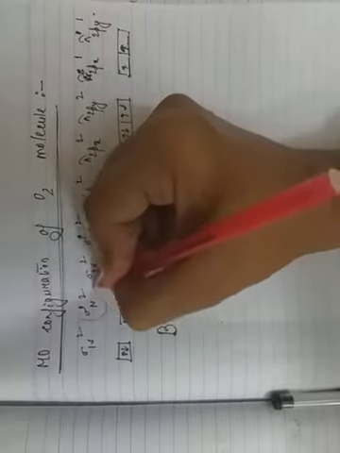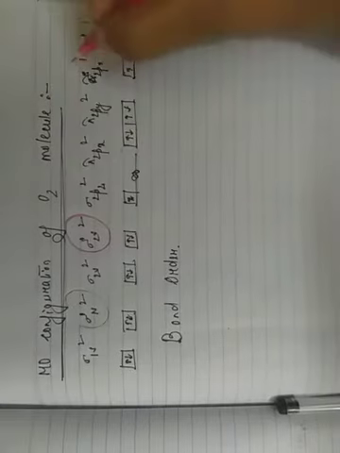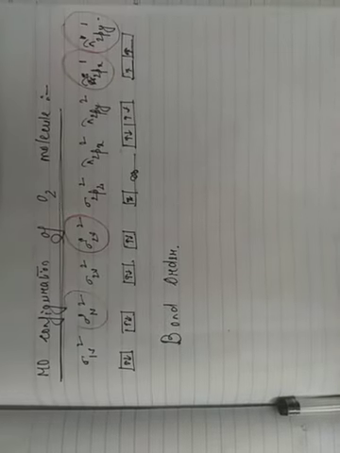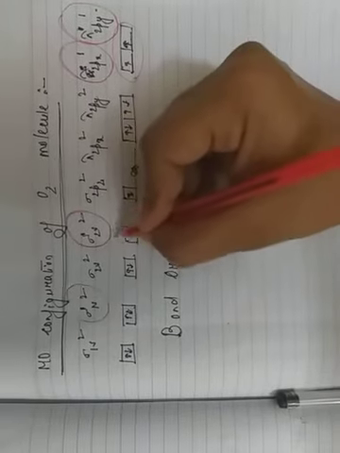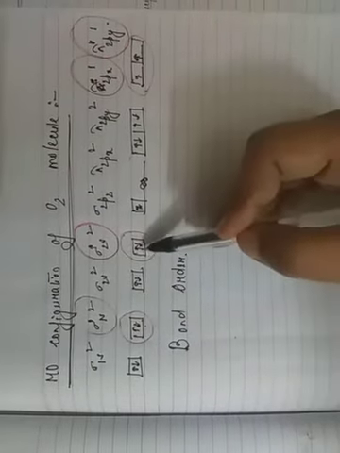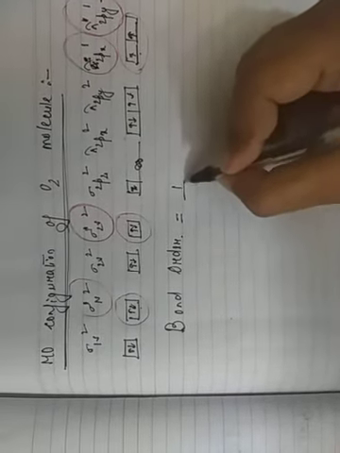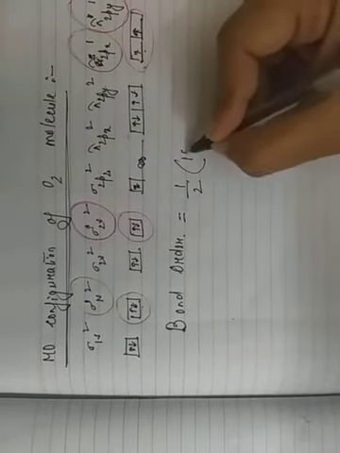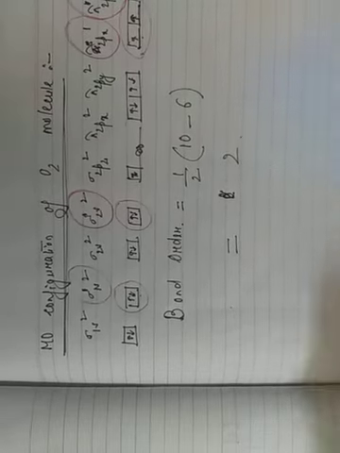Now we check the strength of the oxygen bond. These are the anti-bonding orbitals. Even this is an anti-bonding orbital, this is also an anti-bonding orbital. So these are the anti-bonding electrons. We have as a whole 2, 4 and 6 anti-bonding electrons, and the bonding electrons would be 2, 4, 6, 8 and 10. So it is 10 minus 6 by 2, that is 4 by 2, or 2.